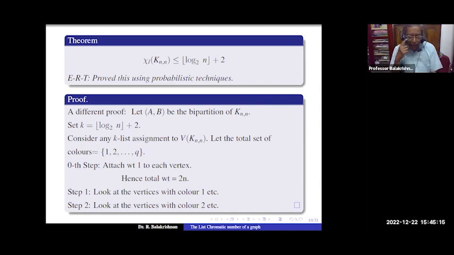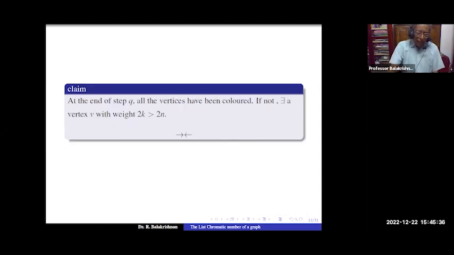Now what is it I have done? When I pull all the color bags, the total number of colors I got was 1, 2, 3, up to Q. So that was how I defined the number Q. Okay, next one please. So at the end of step Q, I claim that all the vertices have been colored.